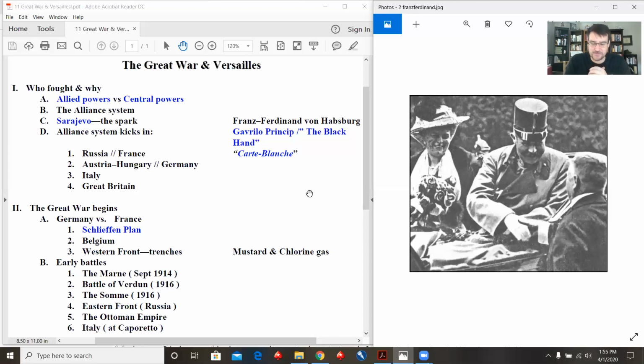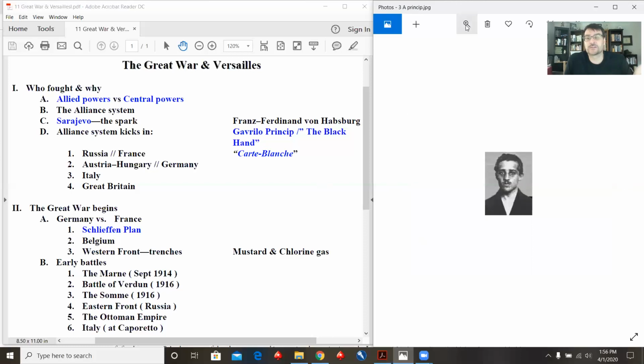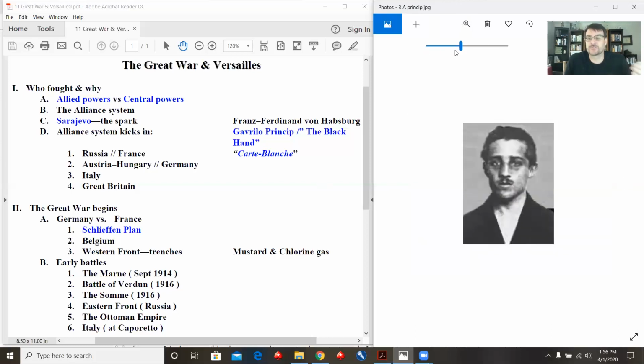And what happens is they're driving through town. They decide they're going to take a different route. Nobody told the driver. He makes a wrong turn, and there was already one assassin who had given up at the time. And they make this wrong turn, and lo and behold, the car turns and pulls basically right up to this guy. He was a 19-year-old student and member of this group, the Black Hand, and he's right there. The Archduke in the car is right there. He's got a pistol, and his name is Gavrilo Princip.